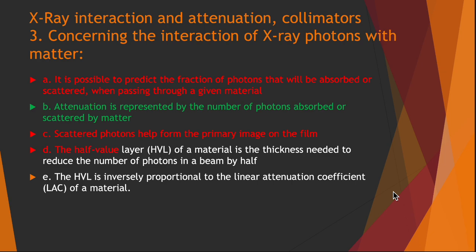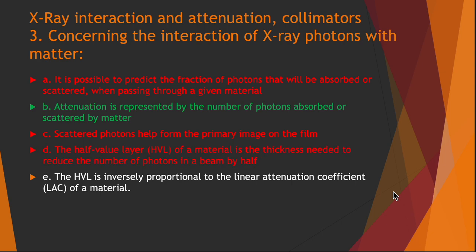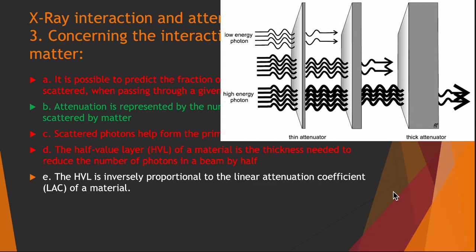The fourth question asked: the half value layer of a material is the thickness needed to reduce the number of photons in a beam by half. Here it was a word play. It is not the number of photons that gets reduced, but the intensity of the beam that gets reduced by half. So the half value layer is the thickness of material needed to reduce the intensity, or the average energy, of the beam by half.